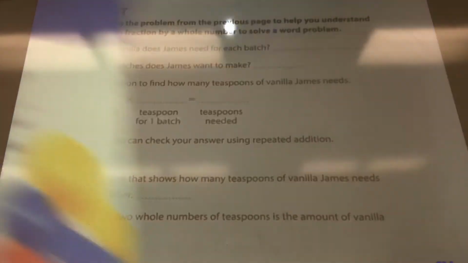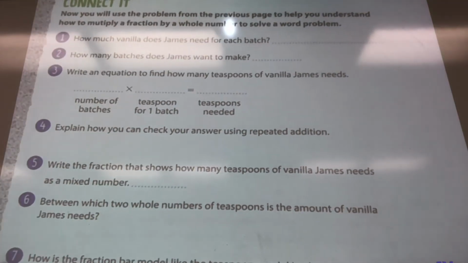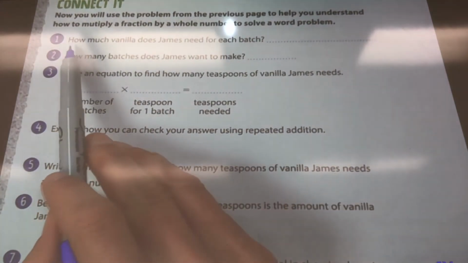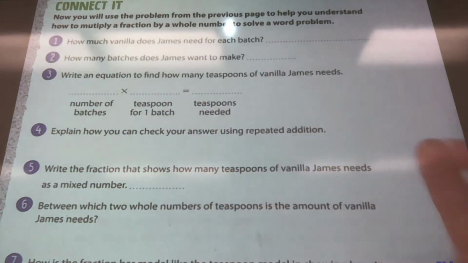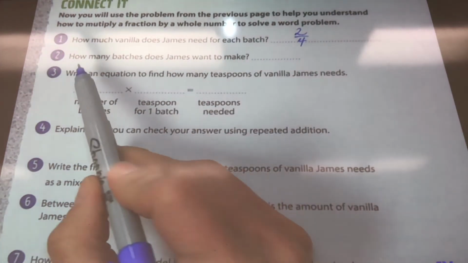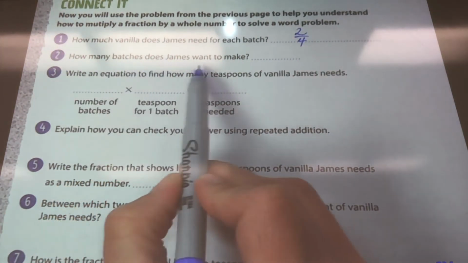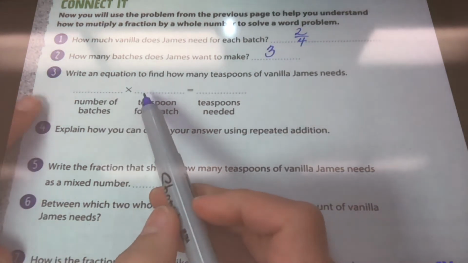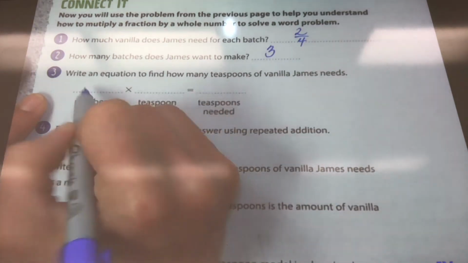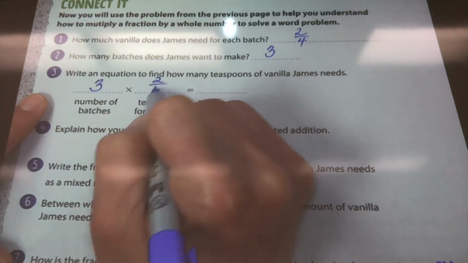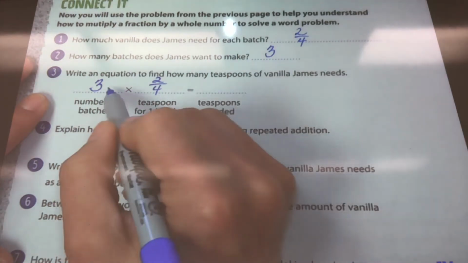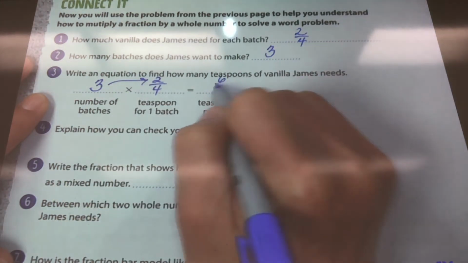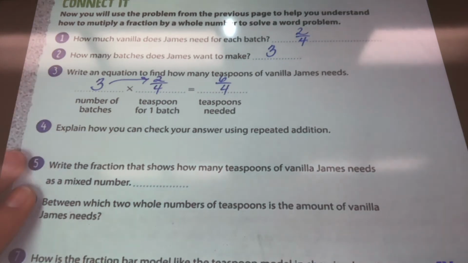Okay, so we're going to move on to page 509, and we're simply going to fill out this information with what we knew from the problem. So number 1 asks, how much vanilla does James need for each batch? Well, he needs 2/4, and that's what the word problem told us. Number 2, how many batches does James want to make? Well, he wants to make 3. So now we're going to write an equation to find out how many teaspoons of vanilla James needs. Well, he needs 3 times the 2/4, and that is going to give us, remember, the 3 times 2, that's going to give us the 6/4 of teaspoons needed.